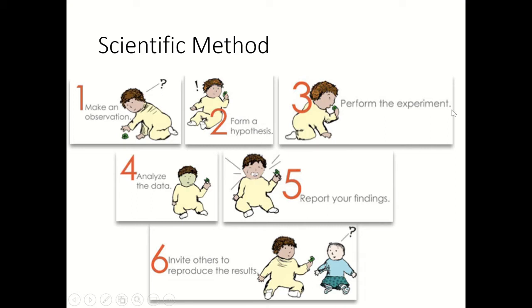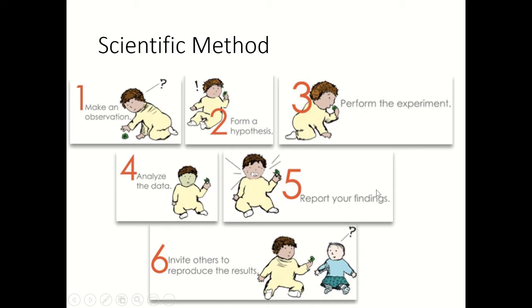Then the baby performs the experiment. That's the next step. So the baby eats the thing. And then the baby analyzes the data. You can see the little baby's face turned green. And the analysis shows this is not good to eat. Part 5, report your findings.